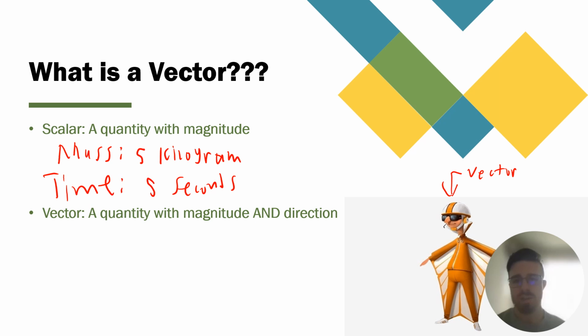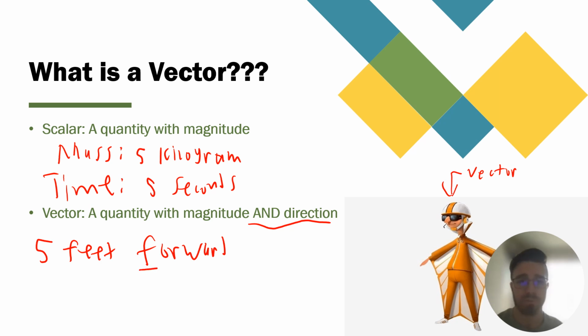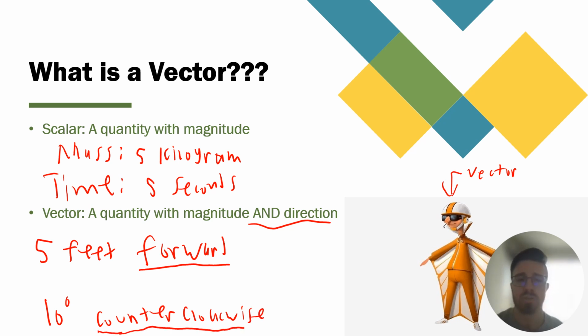But in Despicable Me, Vector introduces himself to Gru by saying, "Vector, a quantity with magnitude and direction." So for example, we could say 5 feet forward. In this case, the direction is forward. Or you could say turn 10 degrees counterclockwise. In this case, counterclockwise is the direction.